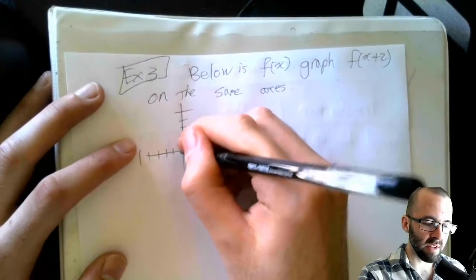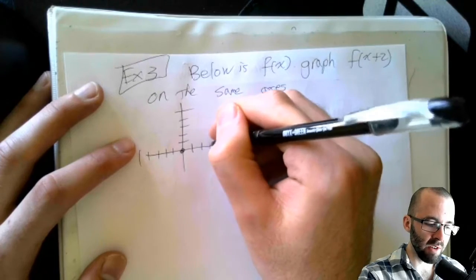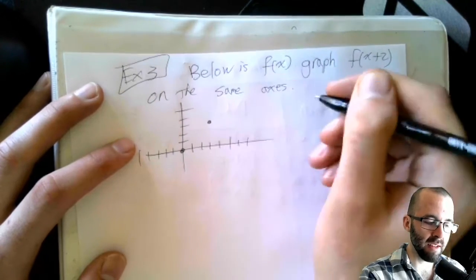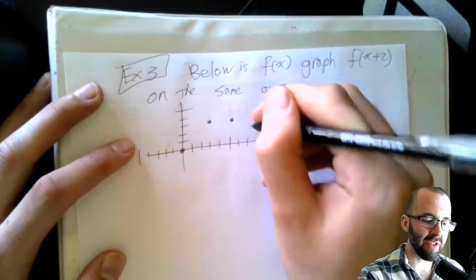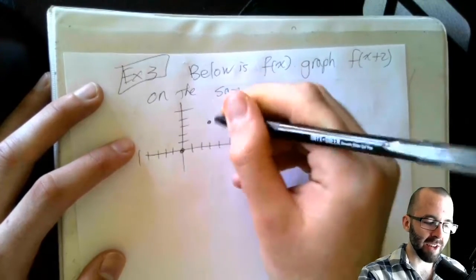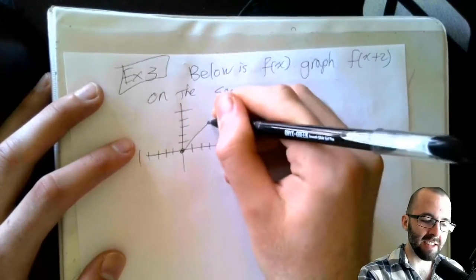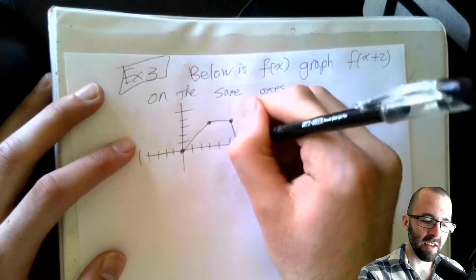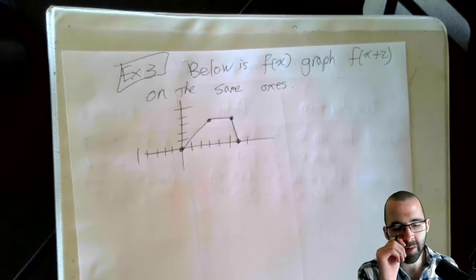So it's going to start at 0, 0. It's going to go to 3, 3. It's going to stay there till 5, 3. And it's going to go down. This is the exact same graph as we did in example 1.